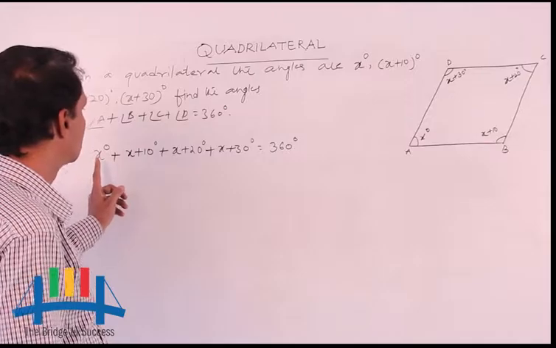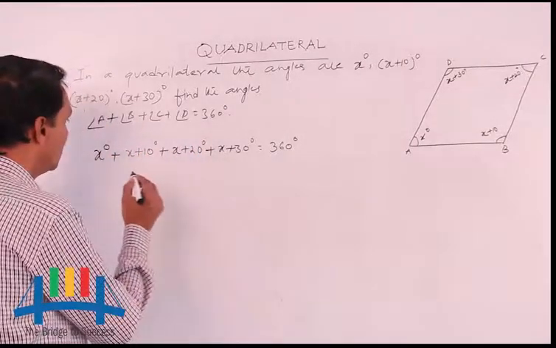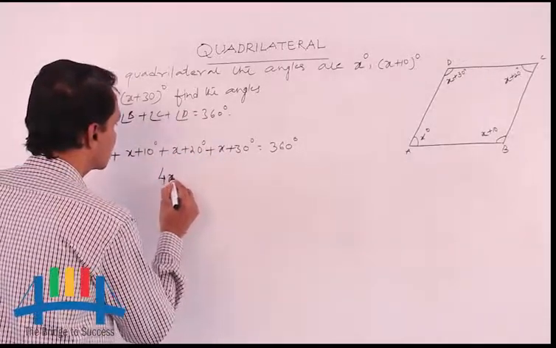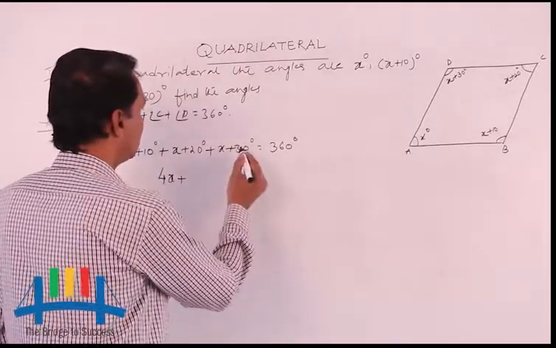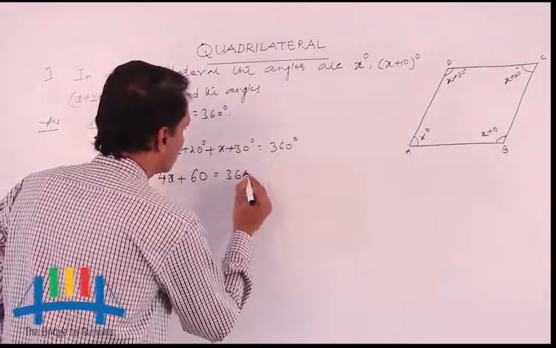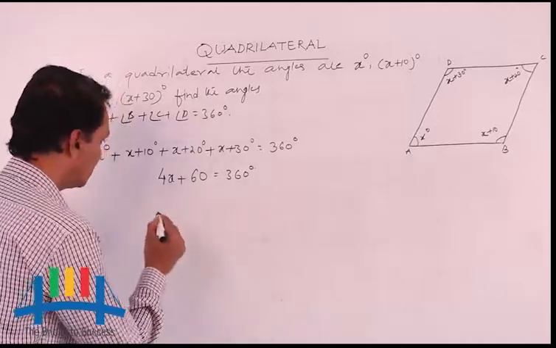Okay, how many variables are there? 1, 2, 3, 4. All the 4 variables will add. x plus x plus x plus x is equal to how much? It will be 4x plus 10 plus 20. How much will it be? 30. 30 plus 30 is equal to how much? It is equal to 60. That is equal to 360. Is it clear? Let's transpose 60 to the right hand side of the equation.